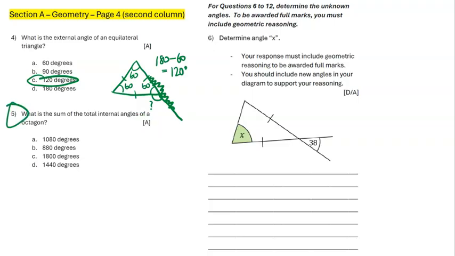So question number 5, what is the sum of the total internal angles of an octagon? So there's a few bits of knowledge you need to know here. So firstly, you need to know how many sides does an octagon have. And if you don't know, that's an 8-sided shape. So that there's going to be 8 sides.